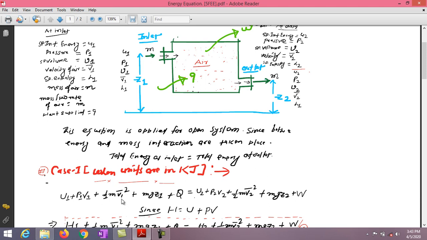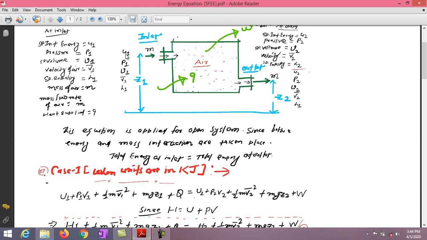In this condition, we know that small letters are always used for a specific quantity. This u1 is the specific internal energy. If we use capital U1, that means this is the total energy. This small v1 is the specific volume. If we use capital V, that means this is the total volume, that is m dot v1. Similarly, this h1 is the specific enthalpy, so the unit is kilojoule per kg. To calculate total enthalpy, we multiply by the mass, that is m into h1. So this will be capital H1, and capital H1 is equal to m into h1. Similarly, capital U1 is equal to m into u1.